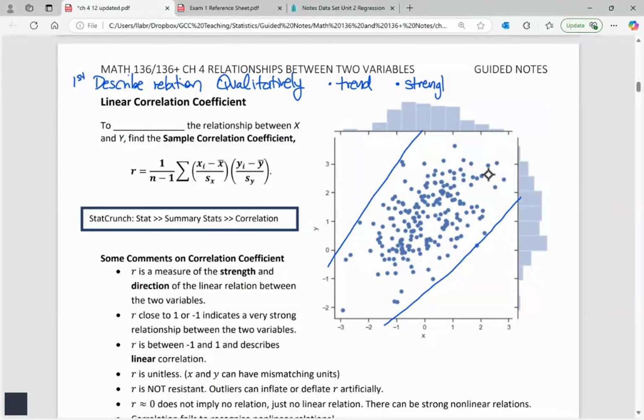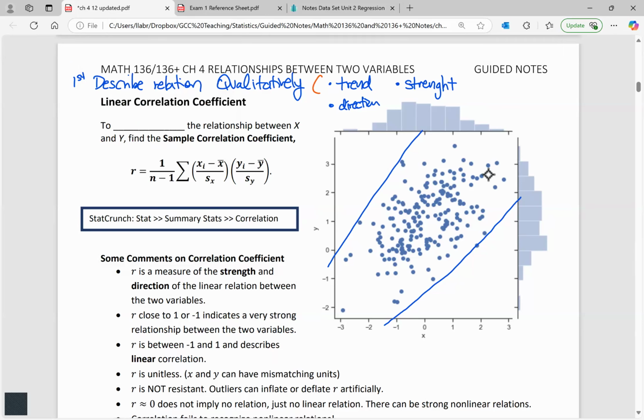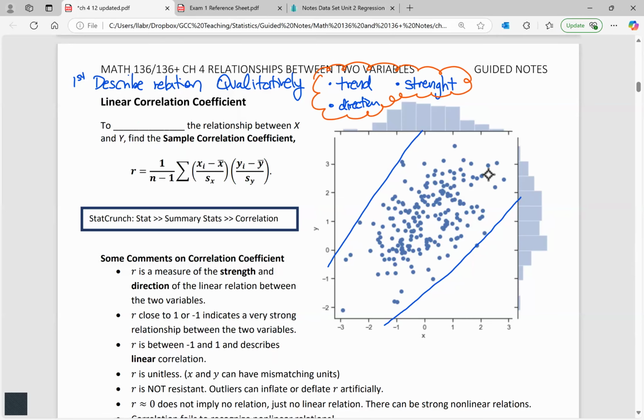The strength makes sense whether it's linear or nonlinear; we can always describe strength. But if the trend is linear, then we can also describe the direction, whether it is a positive direction or a negative direction. Now, we're going to actually quantify these general statements. These are not precise at all. We're just saying we believe that this is true based on a visual. Now we want to actually back up the statement with some numbers.